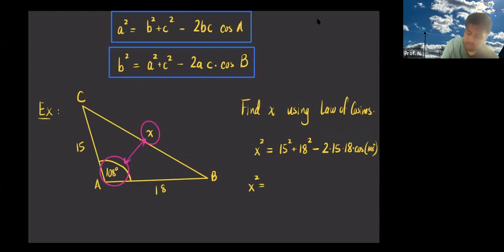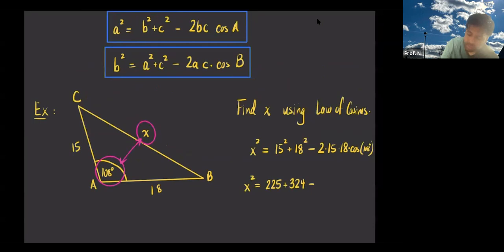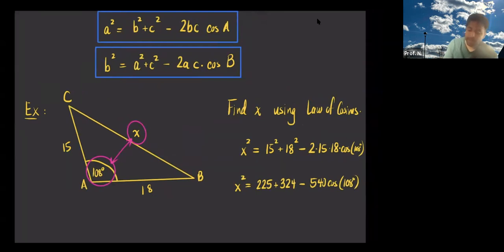So then this is really just a calculator question at this point. This is 225 plus 324 minus 2 times 15 times 18, which is 540, cosine of 108 degrees. And make sure when you plug in the degrees, you're in degree mode in your calculator. And then you get 225 plus 324 is 549.